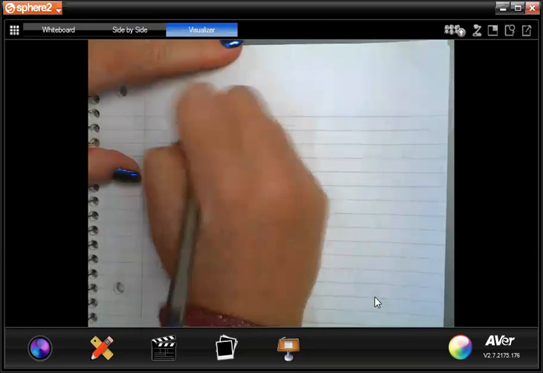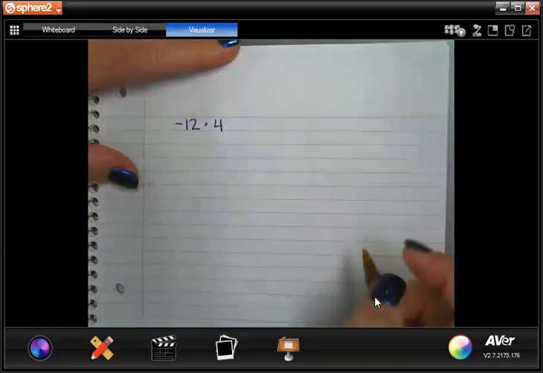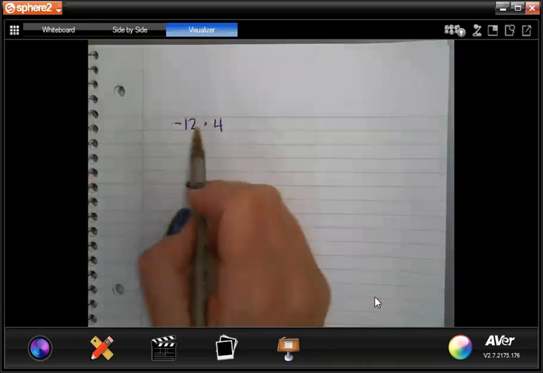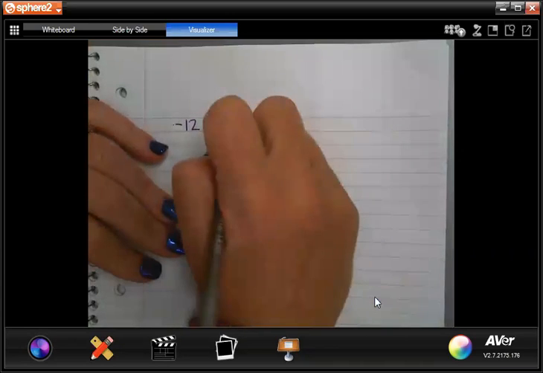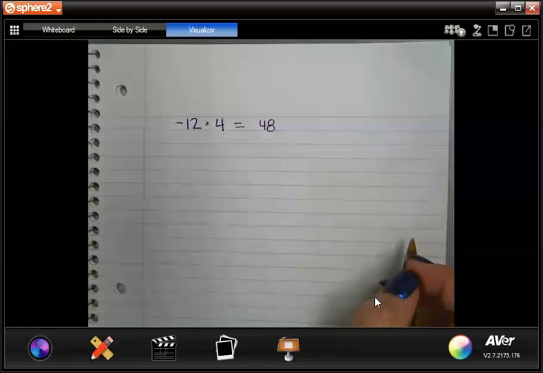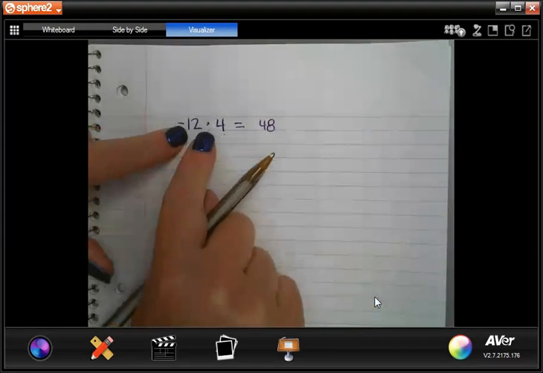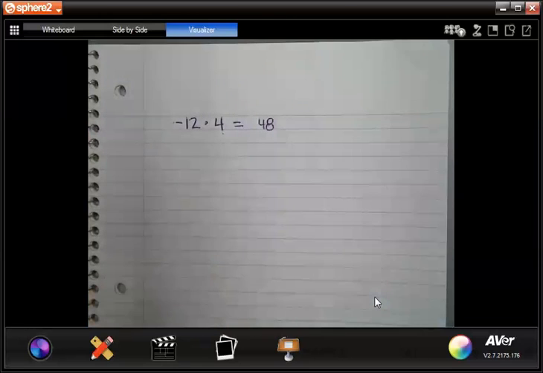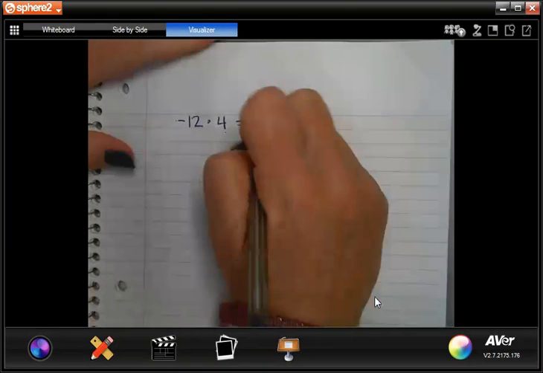Okay, so I'm going to go through a couple of examples with you guys really fast, just because I want to show you a couple ways of doing it. So let's go with -12 times +4. So here's how you solve this. First, put your blinders on. Ignore the positives and negatives and just multiply the two numbers. 12 times 4 is 48. Now go back and figure out the sign. It's a negative times a positive. So these are two different signs. So what we learned is when you multiply two different signs, it's always a negative.